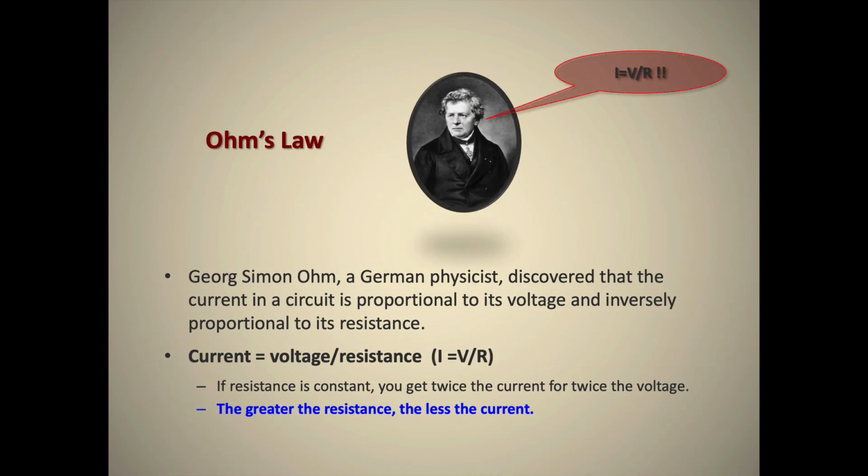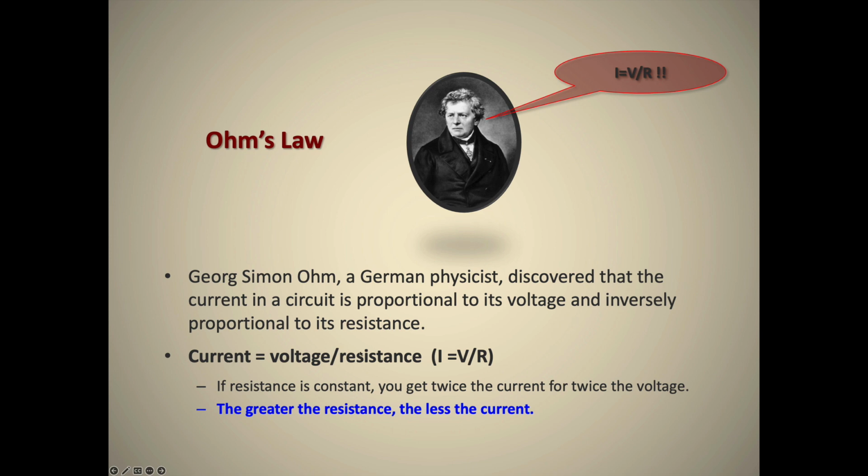So there's our buddy Ohm, George Simon Ohm, and he was a German physicist, and he was the one who quantified the relationship between these three electrical phenomena. And this equation, which of course you've used before, is Ohm's Law, and it's very simple, and it shows us that current is directly proportional to voltage. So voltage goes up, current goes up. But current is inversely proportional to resistance.